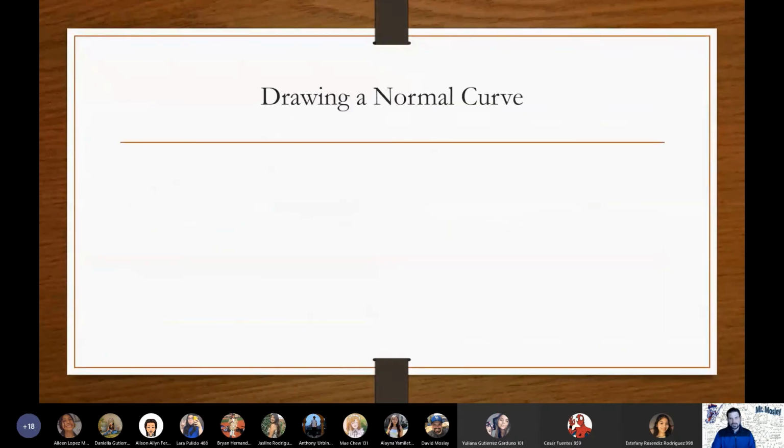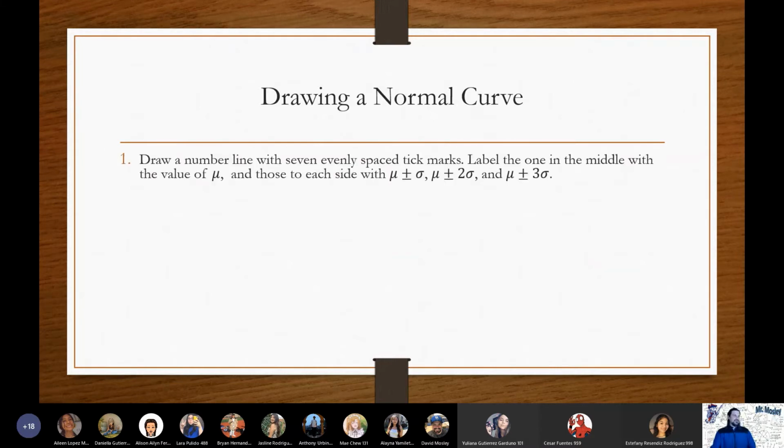So now, we're going to go over the steps of drawing a normal curve. There's a nice little process we can use that will work on most normal curves. I won't say it's 100% perfect, but it is pretty darn good. All right, so step one will be draw a number line with 7 evenly spaced tick marks. Label the 1 in the middle with the value of mu, and those to each side with mu plus or minus sigma, mu plus or minus 2 sigma, and mu plus or minus 3 sigma.